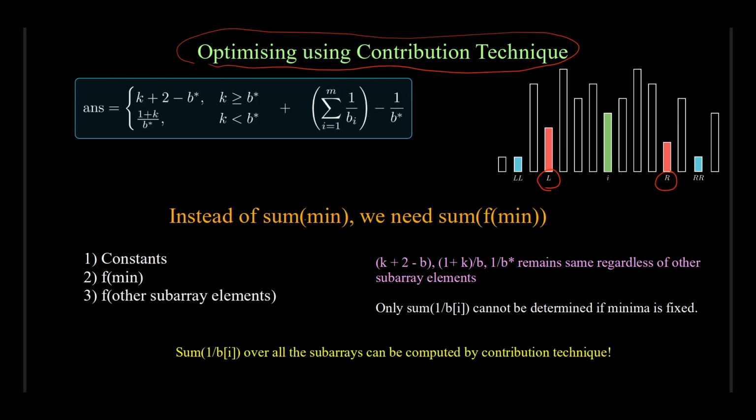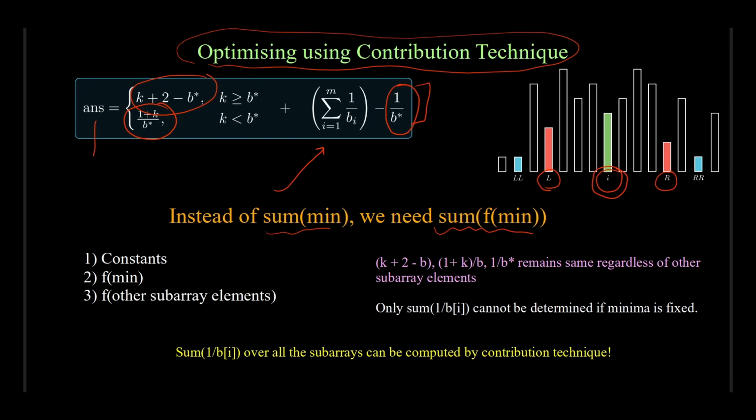So the idea is simple. Instead of doing the sum of minima, we want the sum of a function of minima. But if you think about it, there is not really a big difference, right? You simply compute the number of subarrays in which this element will act as the minima. If that is the count, you simply multiply this value by count. However, you might face one challenge, which is this one.